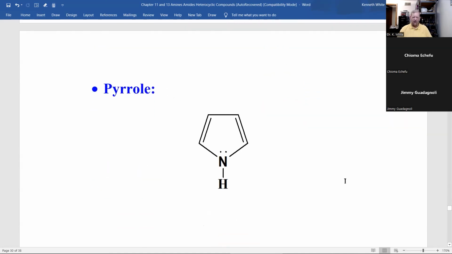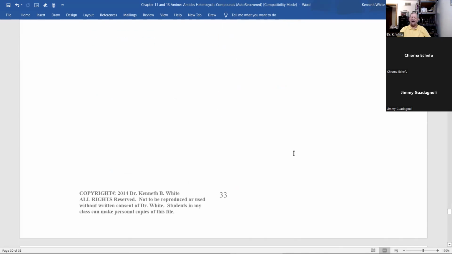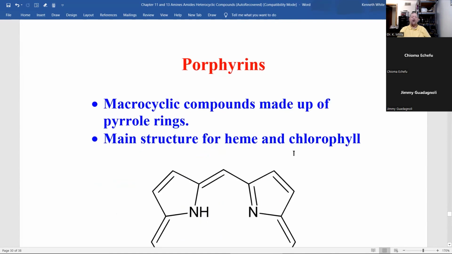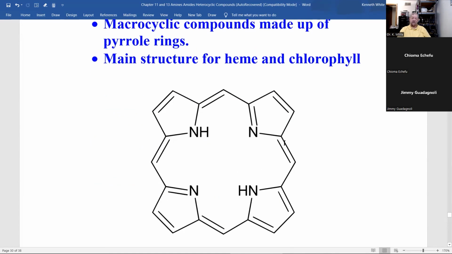Now, this is pyrrole. And this is a 5-membered ring. It's heterocyclic because one of the atoms is nitrogen. It's also aromatic. Now, the switch is still off, but if you put 4 pyrrole rings together with some more carbons, you have a macromolecule, huge, called a porphyrin. And macro means huge, and this is huge, and this is porphyrin.